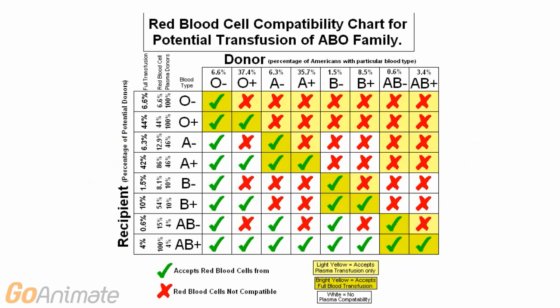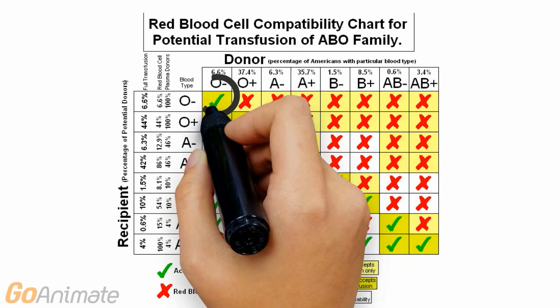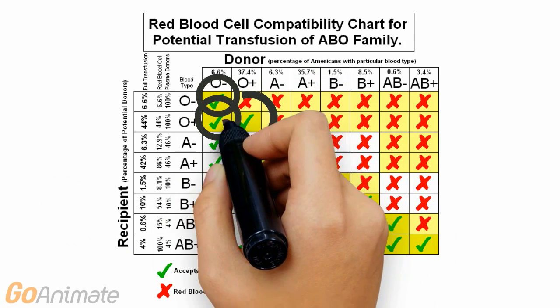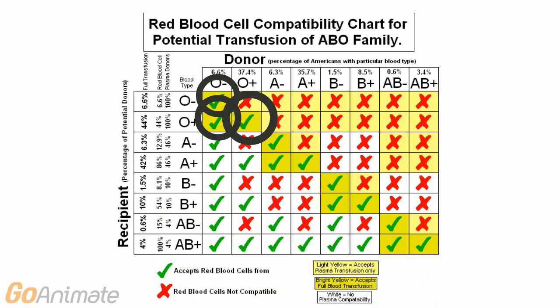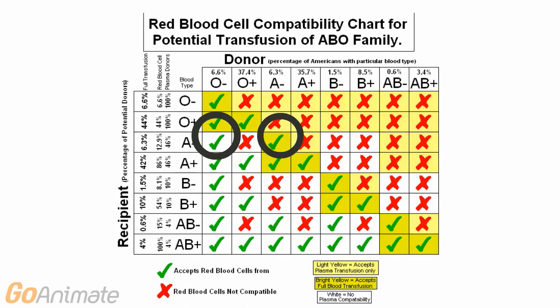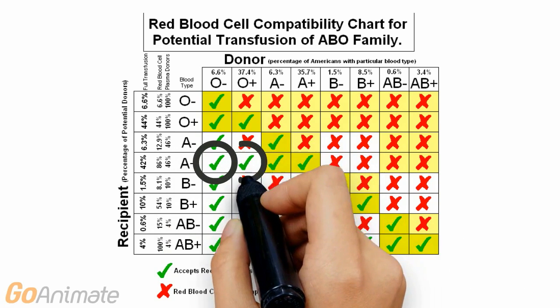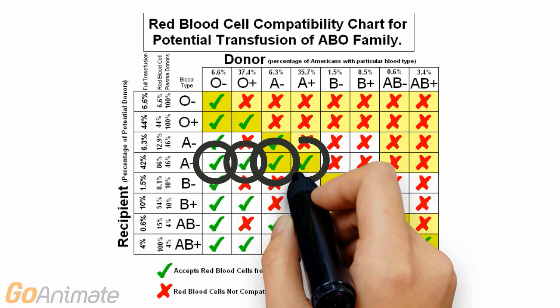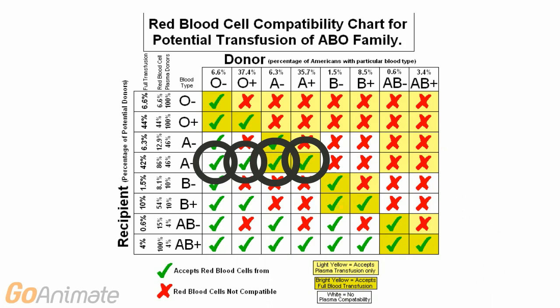We can now examine compatibility by including the Rh factor. Type O negative can only receive O negative blood, but O positive can receive both O positive and O negative blood. A negative can only receive A negative and O negative, but A positive can receive both A positive, A negative, and O positive and O negative blood.